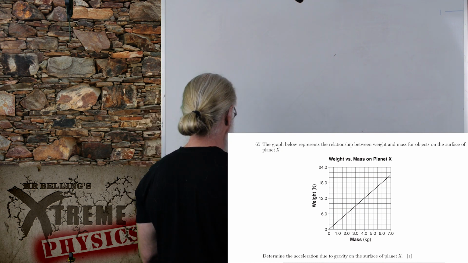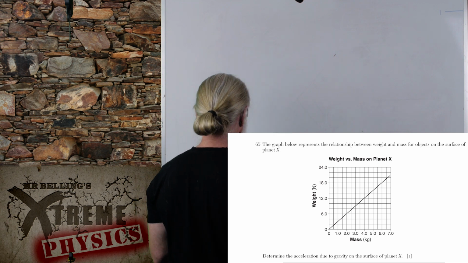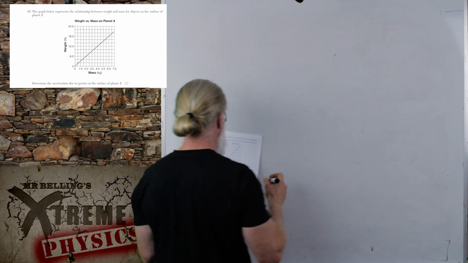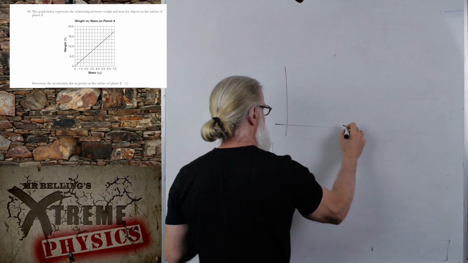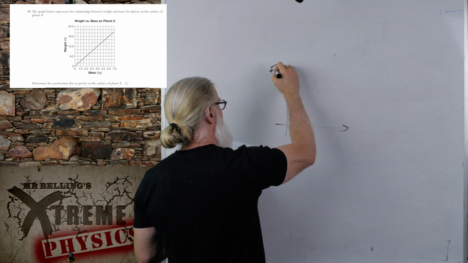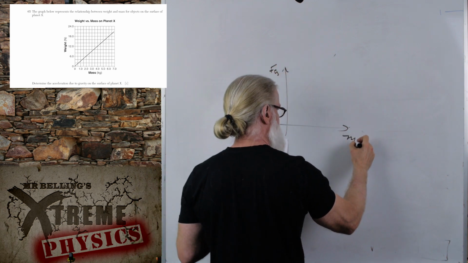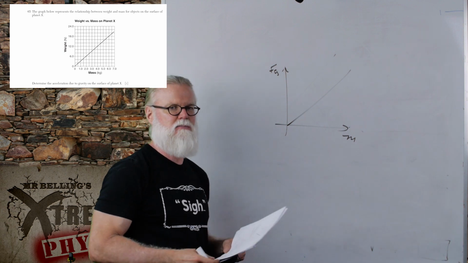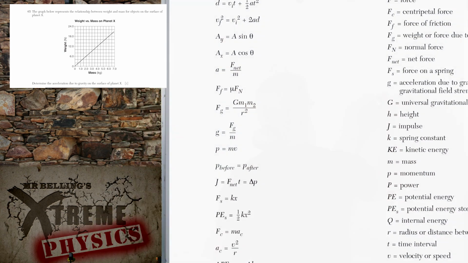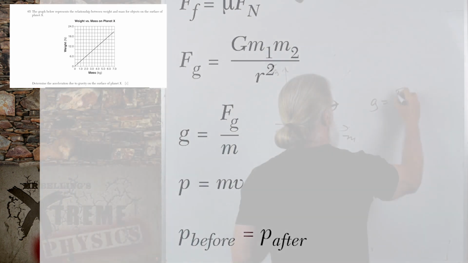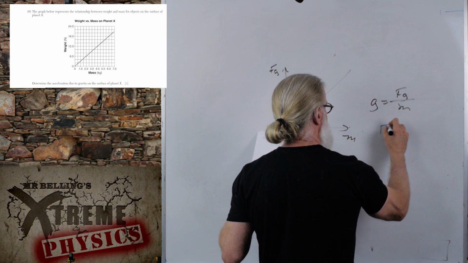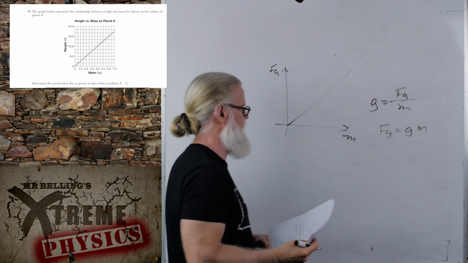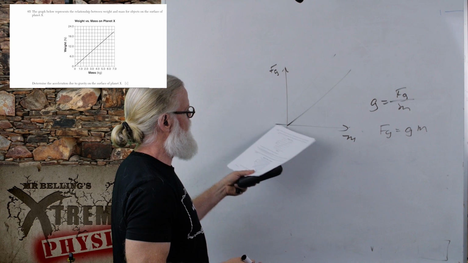The graph below represents the relationship between weight and mass for an object on the surface of planet X. Determine the acceleration due to gravity. All right, we have weight, Fg, and mass, m. What is the slope of that graph? Let's get a mathematical relationship between weight and mass. If you look, g equals Fg over m. If you look at that in your reference table, Fg equals g times m. Just rearranging that.